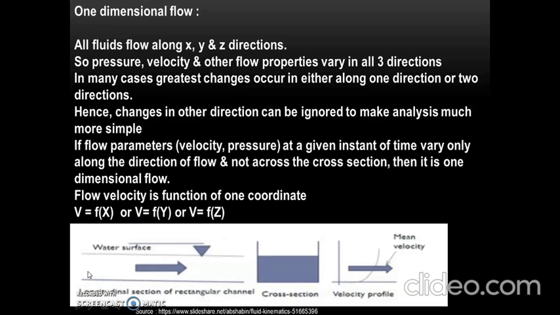Here we can see the longitudinal section of a rectangular channel which is carrying water to irrigate the fields, and we observe that there is change along only one direction, that is the longitudinal section, and there is no change along the cross section of the channel. Hence it is a one-dimensional flow.